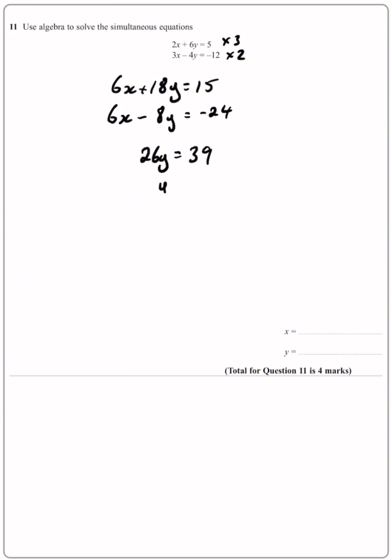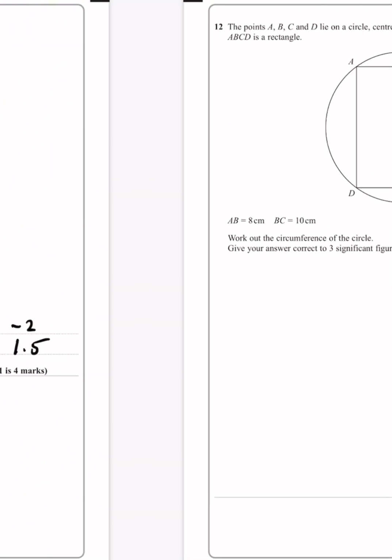Be careful when you're subtracting a negative: 18y subtract negative 8y is 26y. 15 subtract negative 24 is 39. Divide both sides by 26: y equals 1.5. Substitute it back into any of the equations previously, and you can solve the equation to find that x is negative 2 if you do it correctly. x is negative 2, y is 1.5.